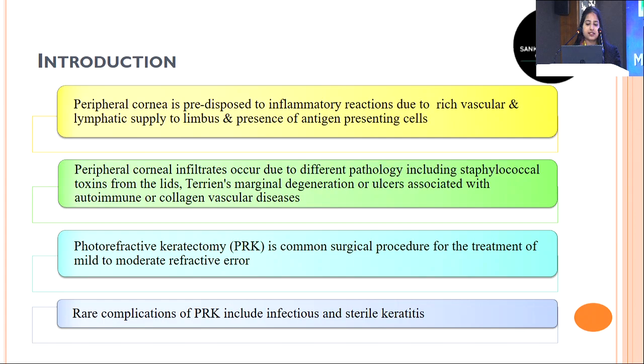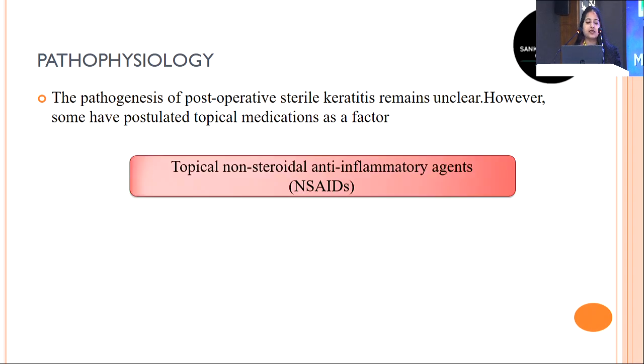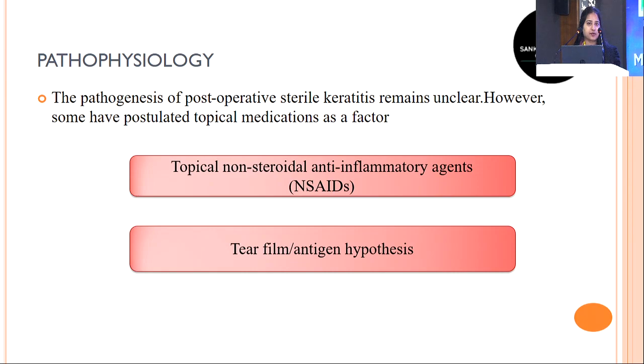So PRK is a common surgical procedure for the treatment of mild to moderate refractive error. Its rare complications include infectious and sterile keratitis. Based on review of literature, the pathogenesis of this entity remains unclear. However, a few postulated theories are usage of topical NSAIDs or the tear film antigen hypothesis.